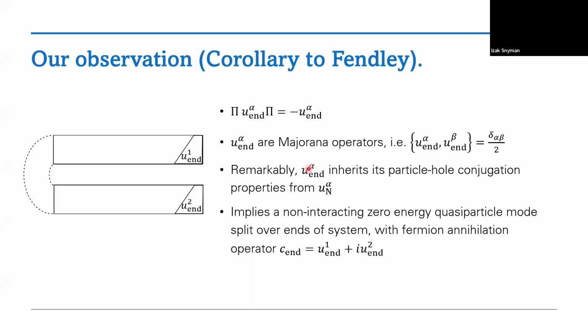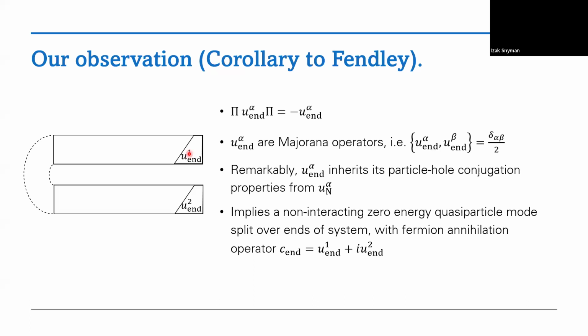They inherit the particle-hole conjugation properties from the bare end operators that I showed you before. And this implies that I can construct a single fermionic quasiparticle orbital that's localized and split between the two ends. It's exactly how I expect: under particle-hole conjugation, the filled state goes to the empty state. Okay, so this is the one part of it.